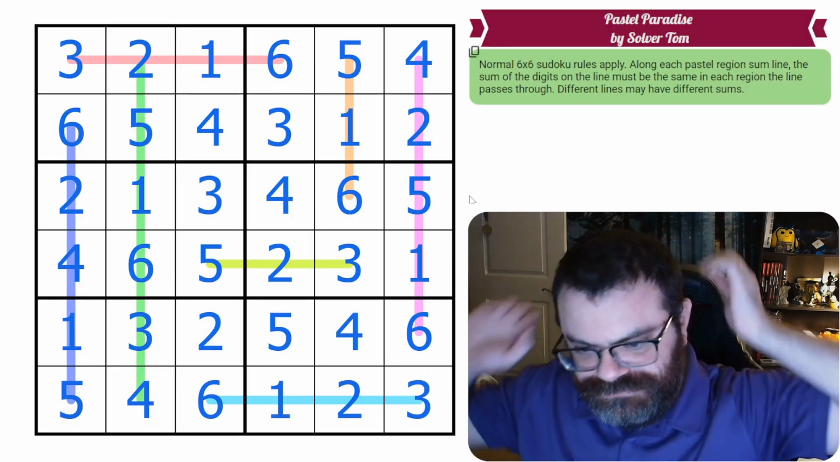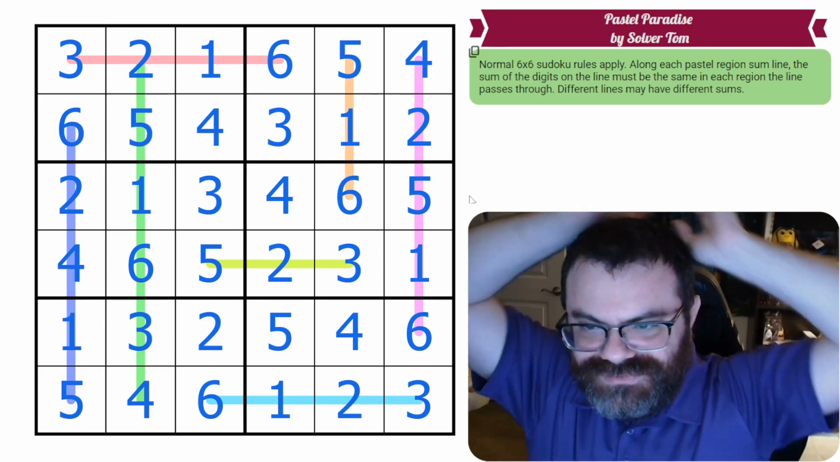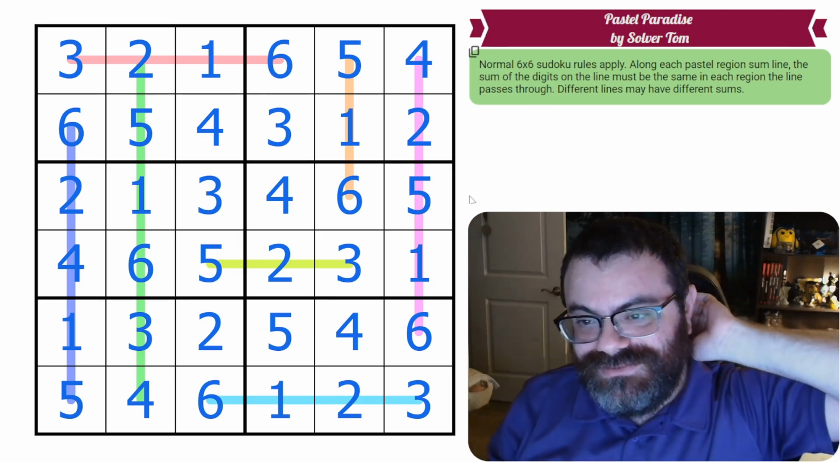Nice. Well, thanks, Tom. Enjoyed the puzzle. I think there was some neat logic there, and then once you figured out the logic, you could apply it in a few different places, which I always enjoy. So thanks so much, Tom.